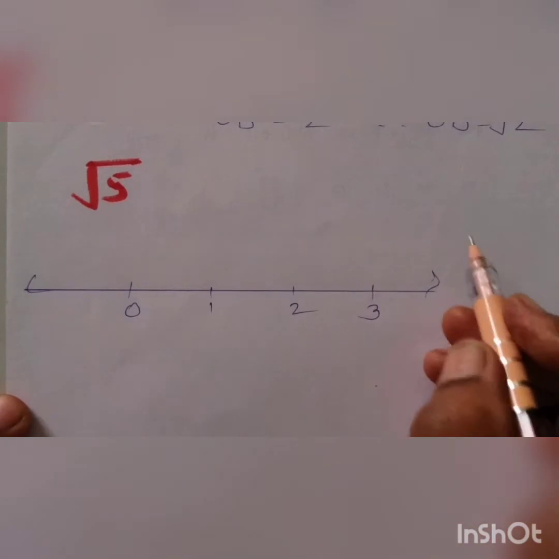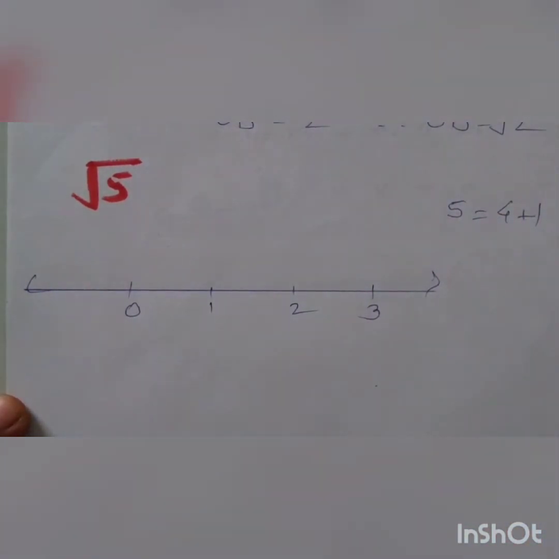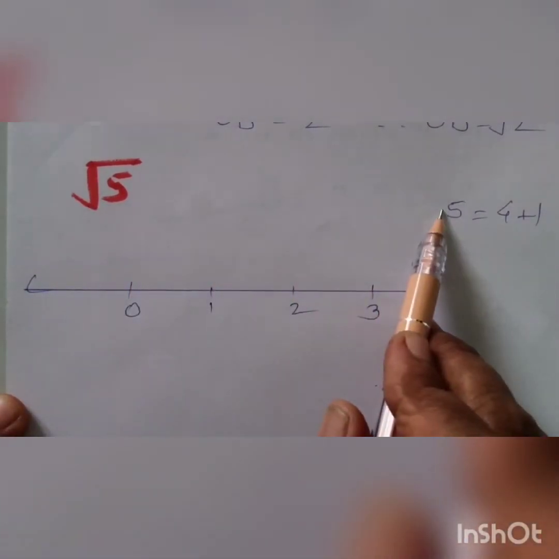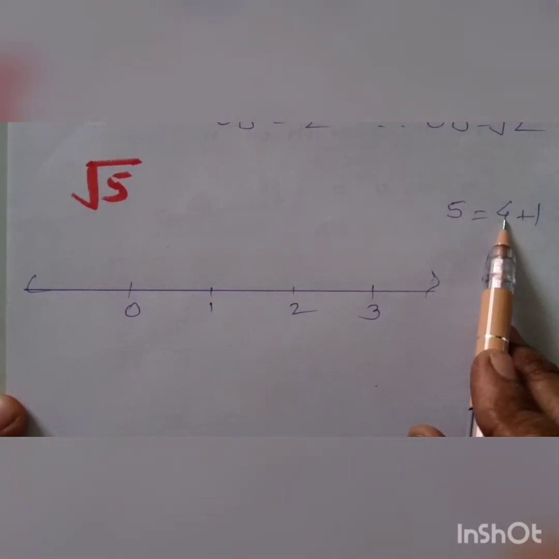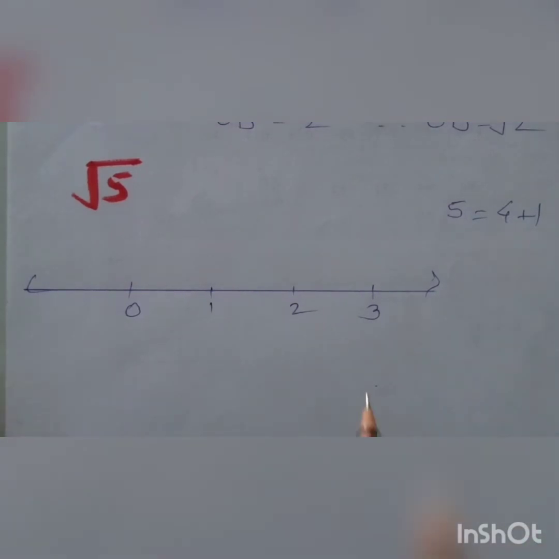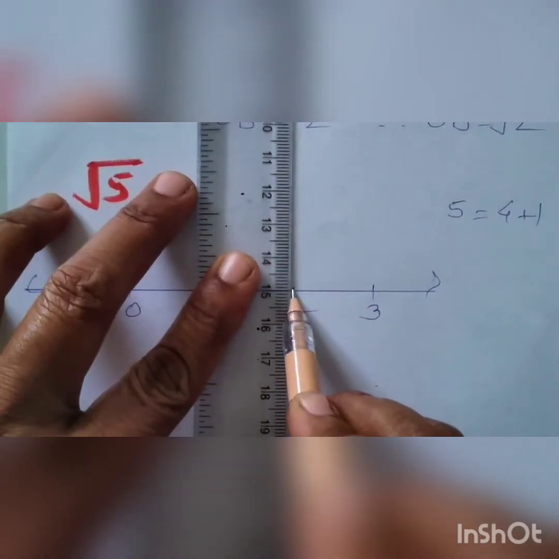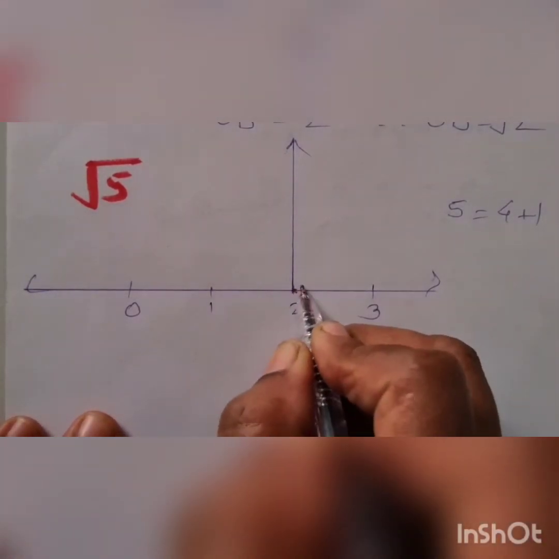Now this 5 is split up as 4 plus 1, because when we square this number we will get 5. This 4 is the square of 2, and that's why we have to draw a perpendicular on 2. Means we have to draw like this way, perpendicular on 2. Again, name that point. Suppose this point is A.